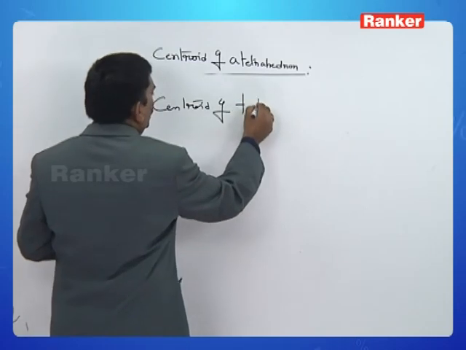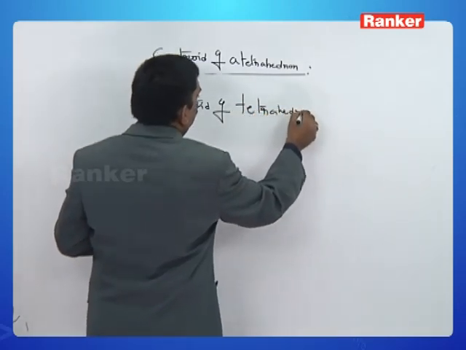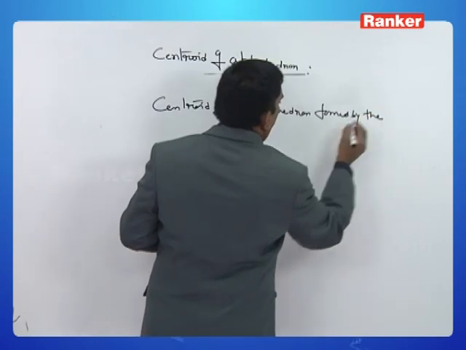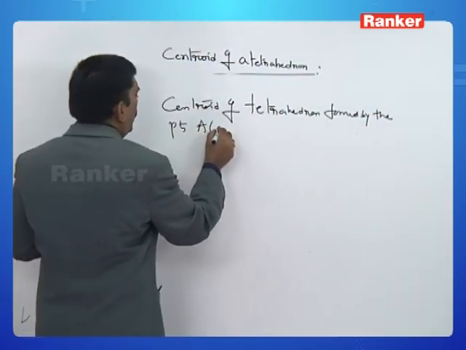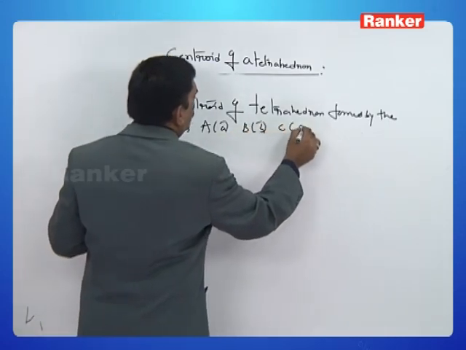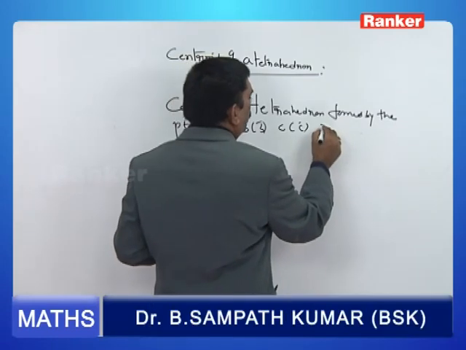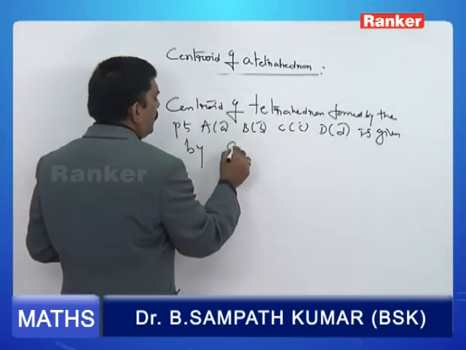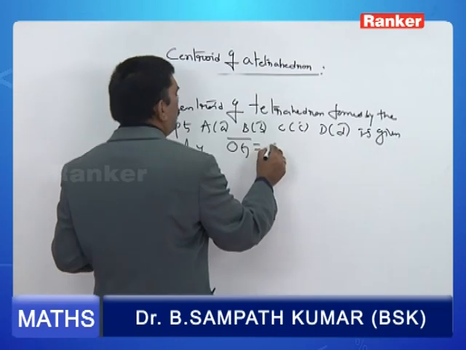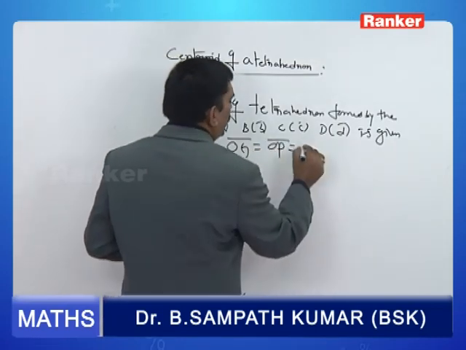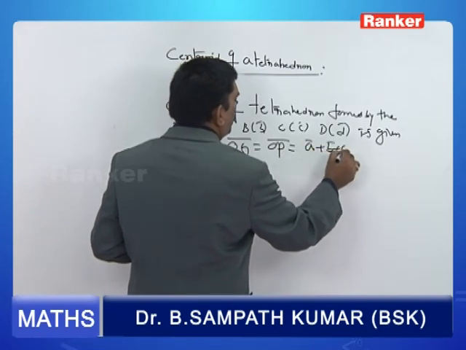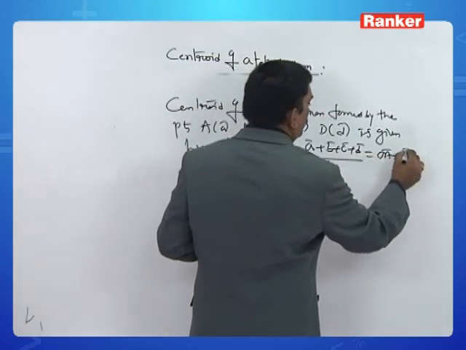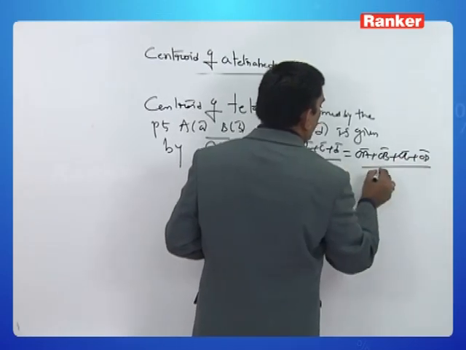So the centroid of the tetrahedron formed by the points A of A bar, B of B bar, C of C bar, and D of D bar is given by OZ bar, or OP bar as we proved, equal to (A bar plus B bar plus C bar plus D bar) by 4, which is the same as (OA bar plus OB bar plus OC bar plus OD bar) by 4.